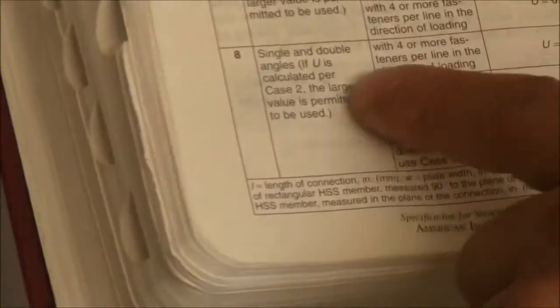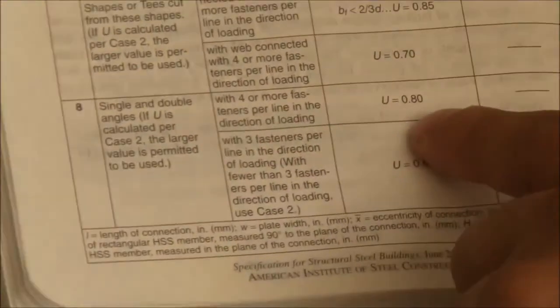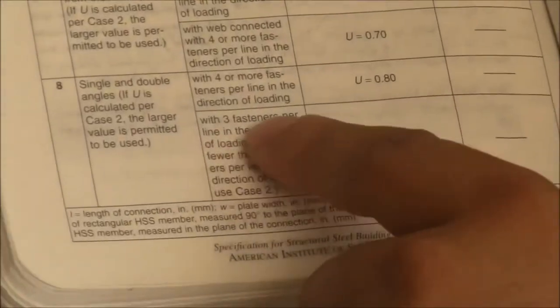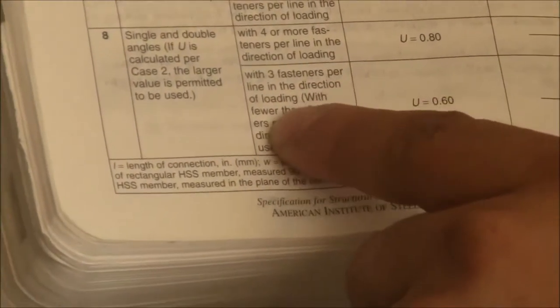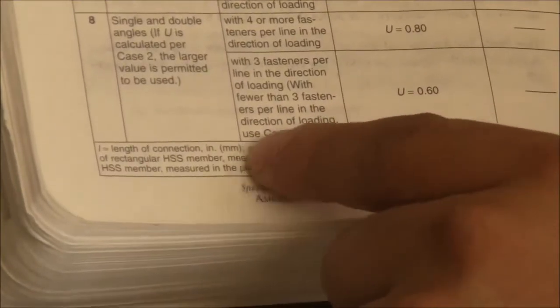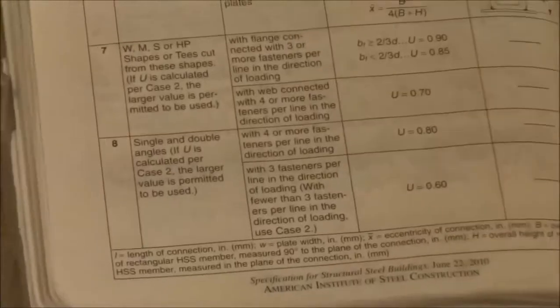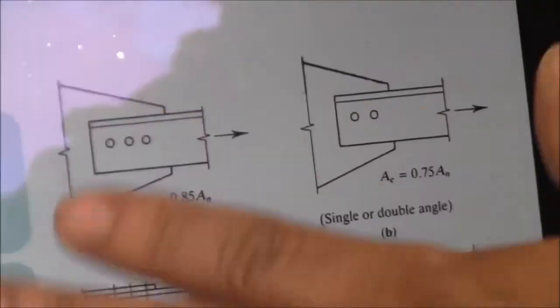So for the angle, there are single and double angles with 4 or more fasteners per line in the direction of loading, U equal 0.8. With 3 fasteners per line in the direction of loading, use 0.6. With fewer than 3 fasteners per line in the direction of loading, use case 2. See, in this case it used to be 0.85. I think this is no longer valid.